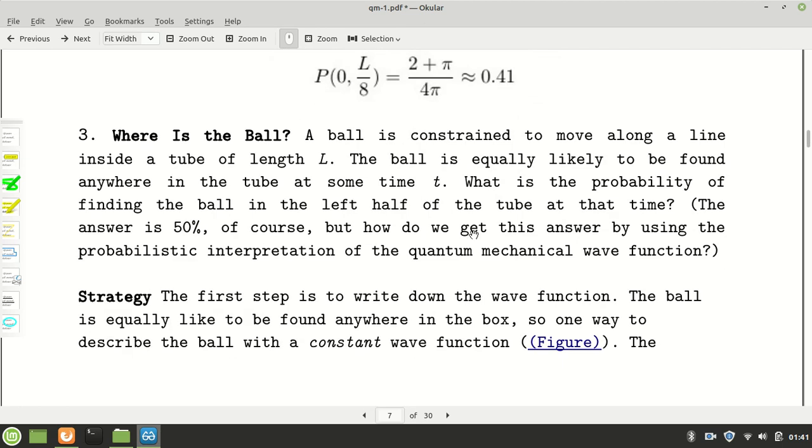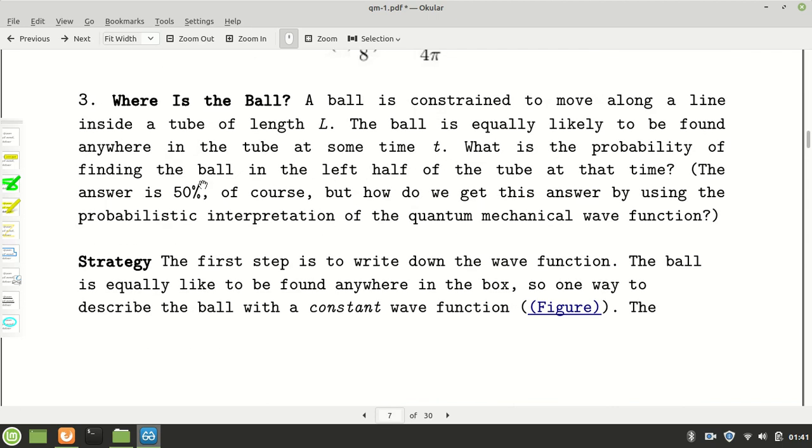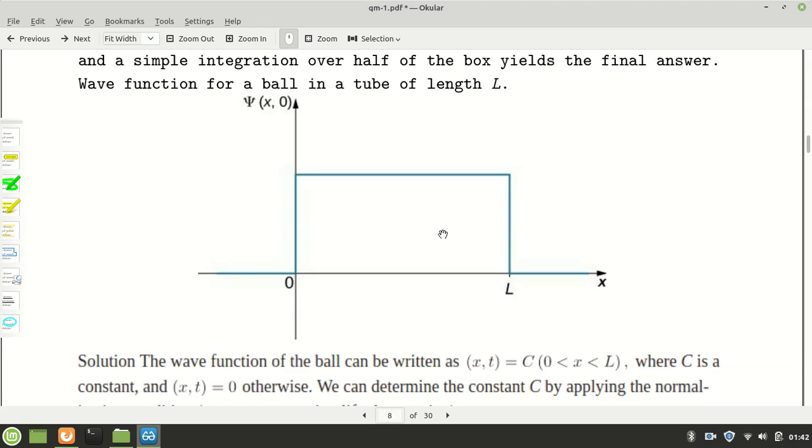The last problem I will discuss over here. Let us consider a box of length L where a particle is confined, a ball is confined, and the ball can be moved in the left hand side and the right hand side, but it can't escape the walls of the box, that is, it cannot move greater than L distance. So the question is, find the probability of finding the ball in the left half of the tube at any time. The answer is very much simple. As the ball is moving within the box, the probability of the ball being on our left is half, that is a 50% chance. That is what your classical idea tells you.